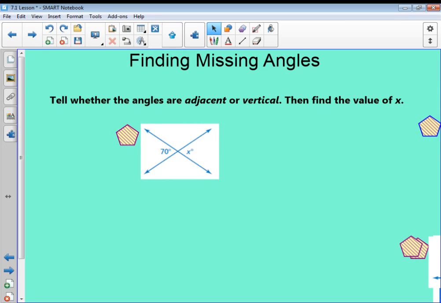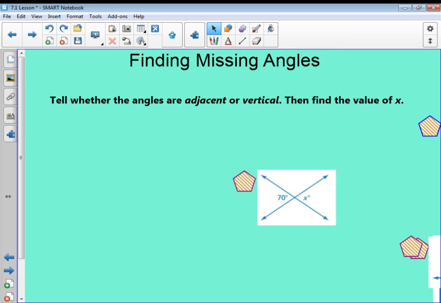Okay, so here I have two intersecting lines that are cutting all the way through, and these are across the V from each other, right? So these are vertical angles. And vertical angles are always congruent to each other, which means they're equal, so x equals 70 degrees. Okay, vertical angles are the easy ones.